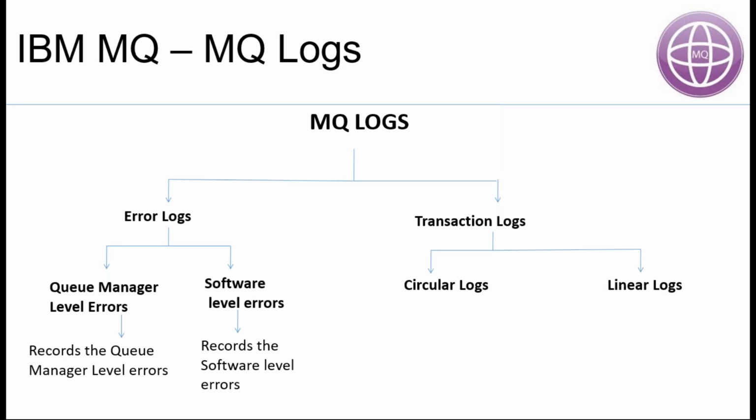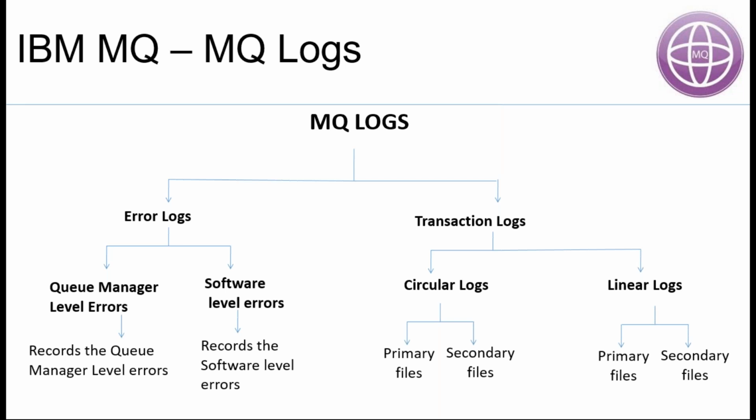Whenever a queue manager is created, it is going to record transactions based on either the circular logging mechanism or the linear logging mechanism. Whether it is circular logging or linear logging, the primary files and secondary files concept is the same. These primary and secondary files are the actual transaction logs, but they record the transaction in either the circular or the linear logging mechanism. That is what makes the difference between a circular logging queue manager and a linear logging queue manager. But basically, transaction logs are of two types: circular logs and linear logs.